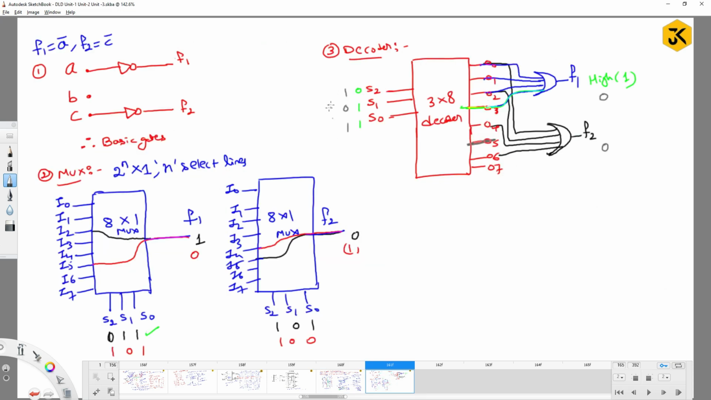Now try to pass 100. When you pass 100, the fourth line is going to be activated. Then my power is going to be transferred to this particular function. So here you are going to get 1, and is it connected to this one? No. Here you are going to get 0. Like this, a single decoder can be used to construct multiple functions. That is the advantage of decoders, right?